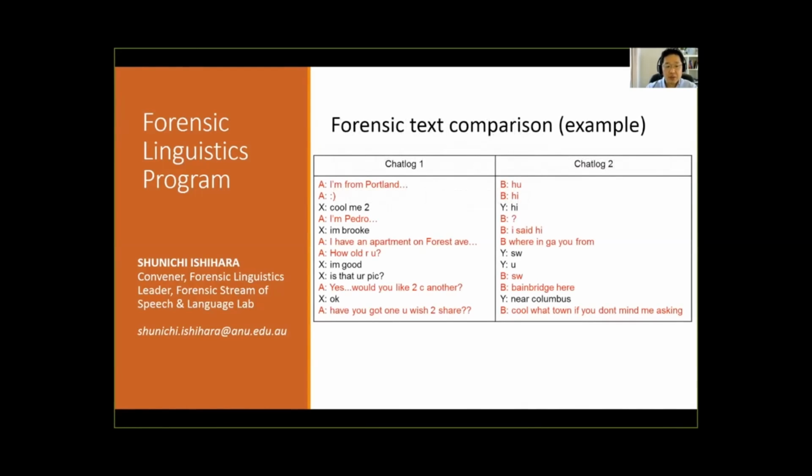I would like you to get a taste for forensic text comparison here a bit, in which typically you need to compare a set of texts written by an offender and another set written by a suspect in answer to a question: were they written by the same person or different people? What you are looking at here are chat log communications. The first one is a chat log between A and X, and the second one between B and Y. So are A and B the same person or not?